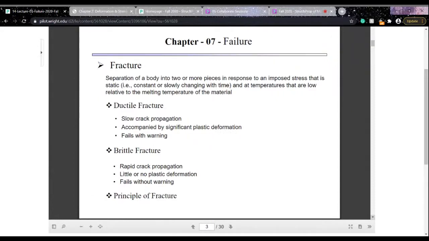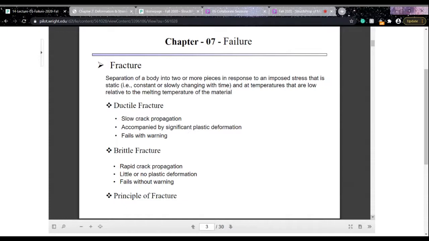Metals generally undergo ductile fracture. Before undergoing fracture, the material deforms to a particular extent, and then it permanently deforms, which is generally seen in metals. So in ductile fracture, the crack propagation is slow, and we have a significant plastic deformation occurring. So we can see that it has an indication or a warning that the material is undergoing some deformation, and then it fractures eventually with some time and stress applied.